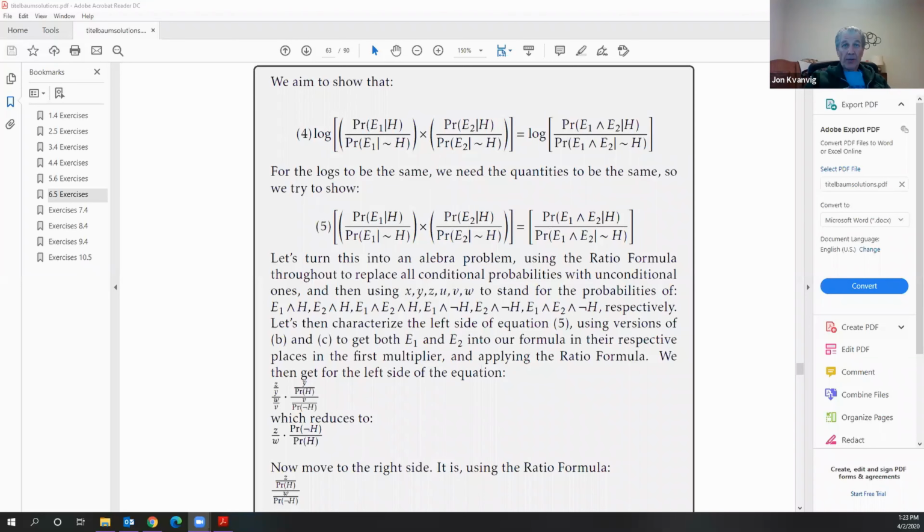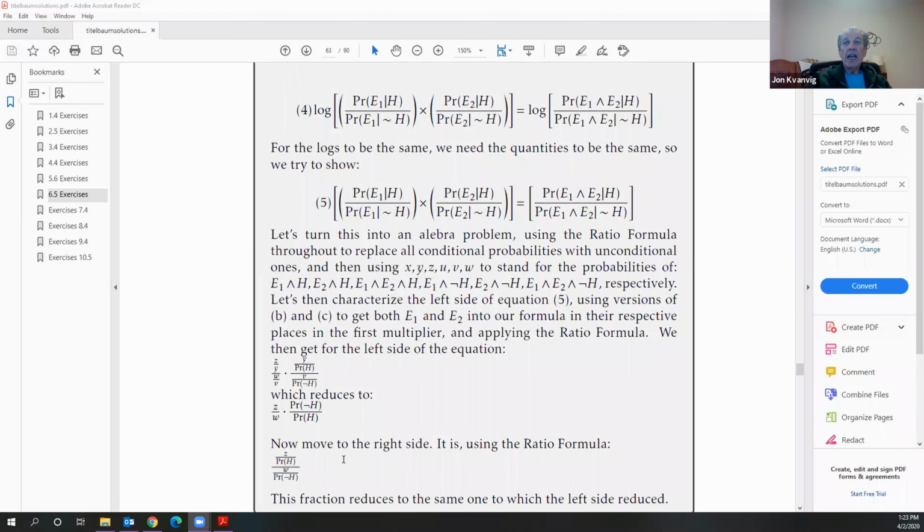So we've finished the left side and found out what it's equivalent to, and now we move to the right side. It is using the ratio formula, Z over the probability of H divided by W over the probability of not H. And as you'll be able to tell fairly quickly, this fraction reduces to precisely the same one that we had for the other side. So we have proved that the quantities are the same on both sides.